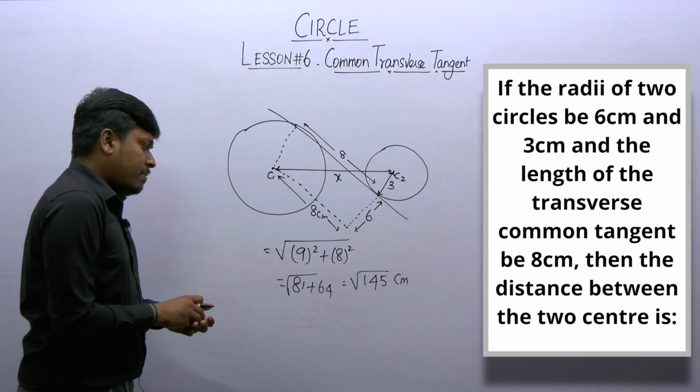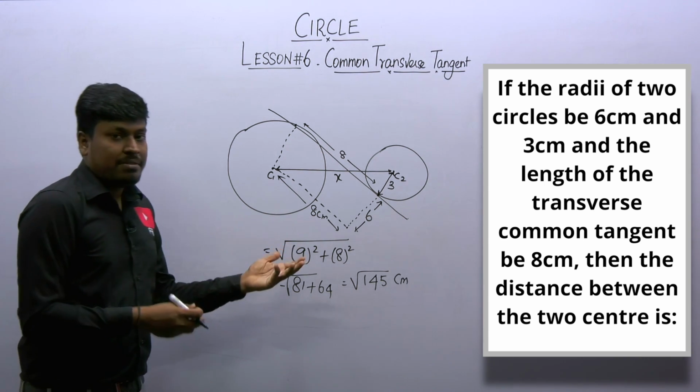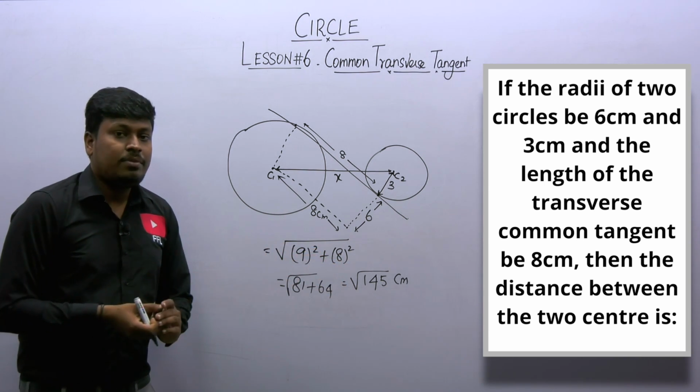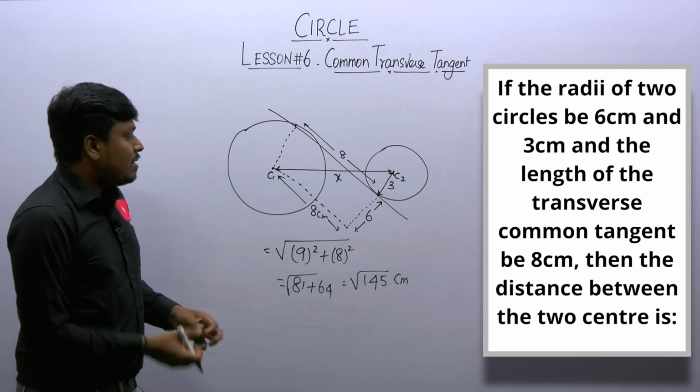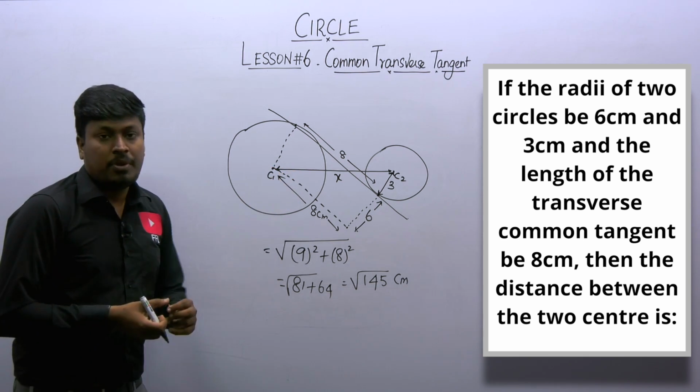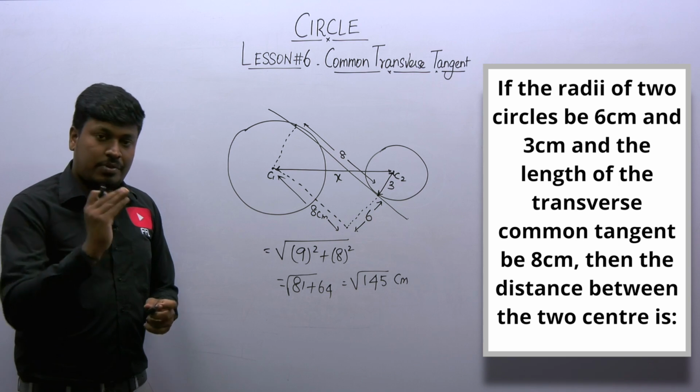I think we can't split this value like in the previous question. Let me keep it like this: root of 145 centimeter will be the length, right? Length of the two center points. So this will be the answer for question number 3.